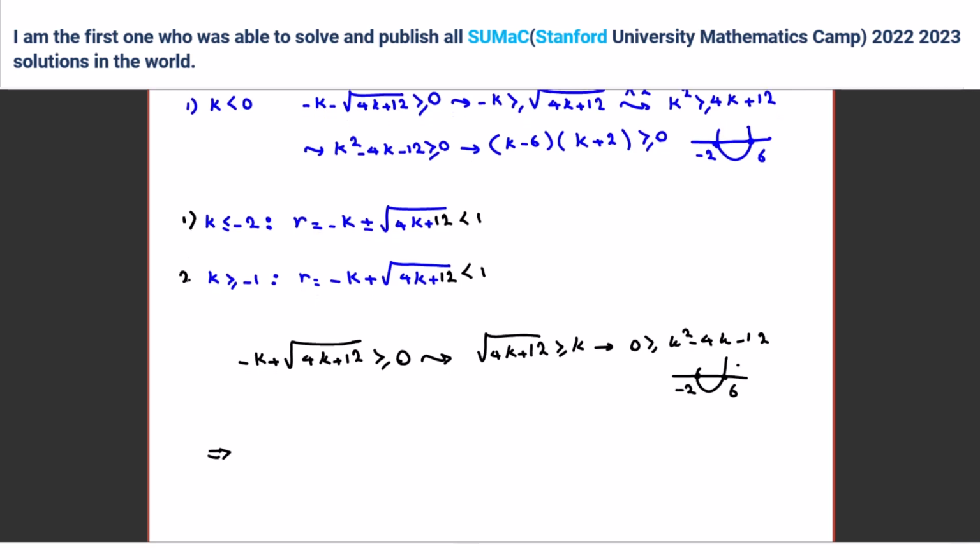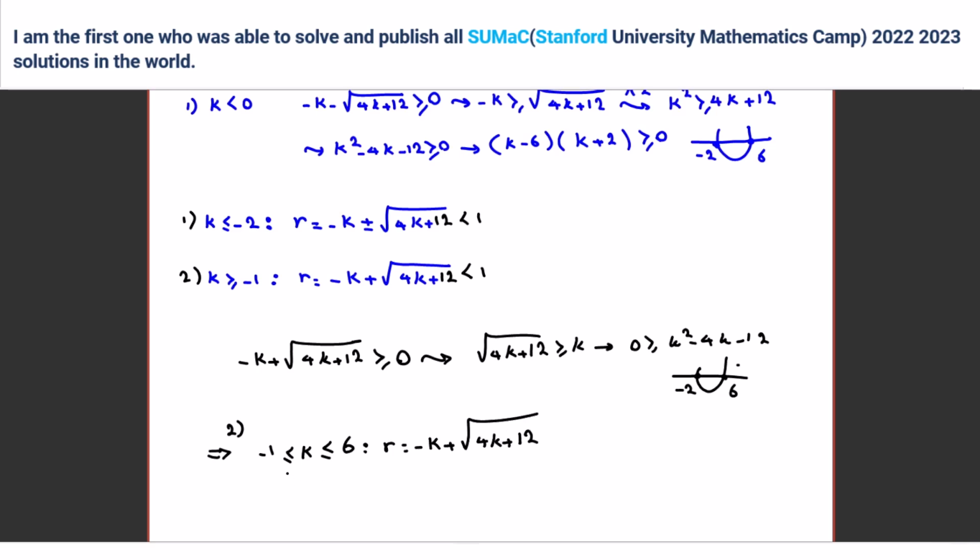Less or equal to -2, or greater than. Actually, no. I mean between -1 and 6, because, oh yeah, -1 and 6, yes, for k. So case 2 would be this: k greater than or equal to -1, less than or equal to 6, and r is negative k only plus root 4k plus 12.